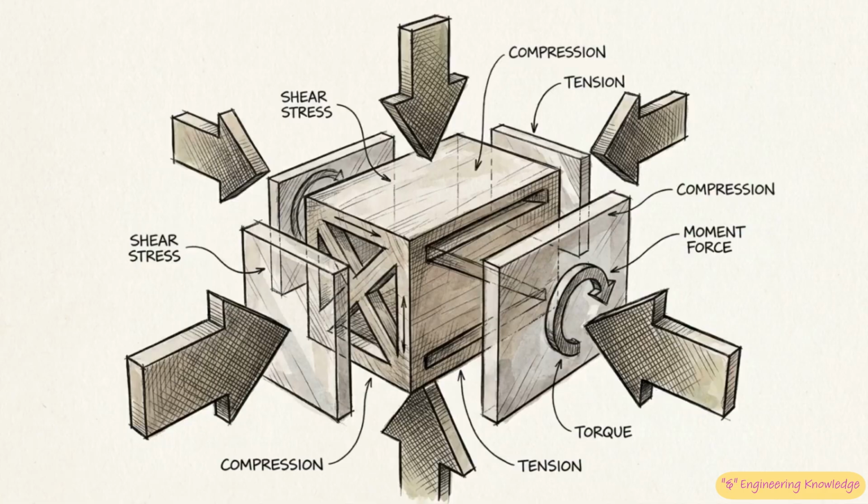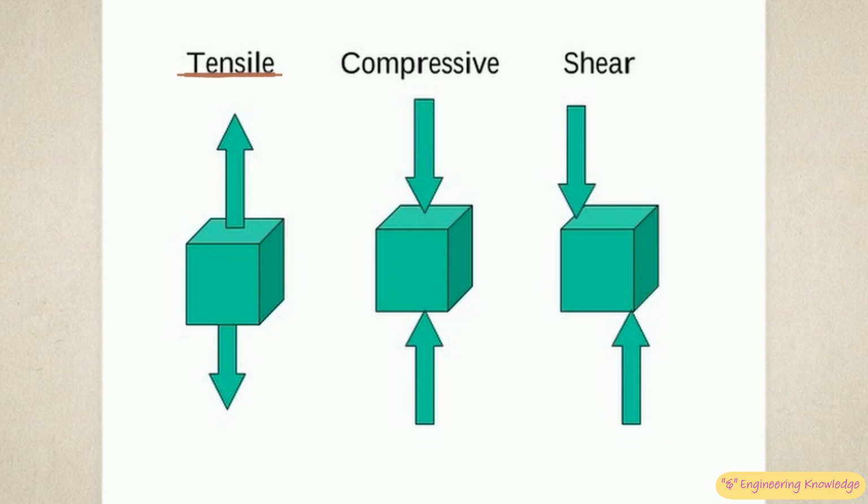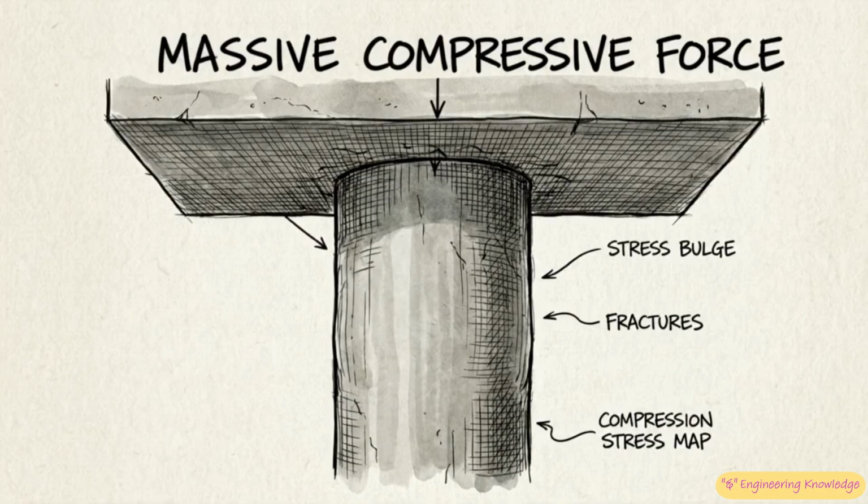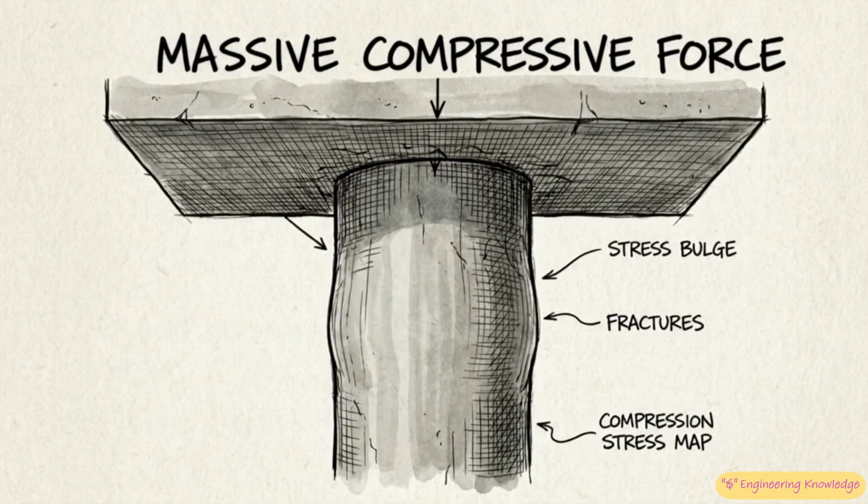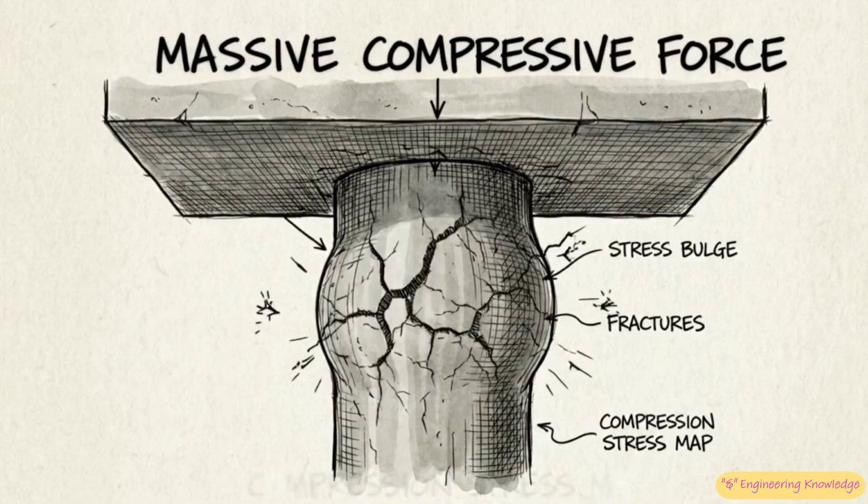Objects encounter forces in a few distinct ways. The first is tensile stress. This happens when forces pull the ends of a material apart, forcing those internal springs to stretch and lengthen the object. The opposite is compressive stress. This occurs when forces push inward from the outside, squishing the material together. You see this in the concrete pillars holding up the massive weight of a building. The pillar is being squeezed.